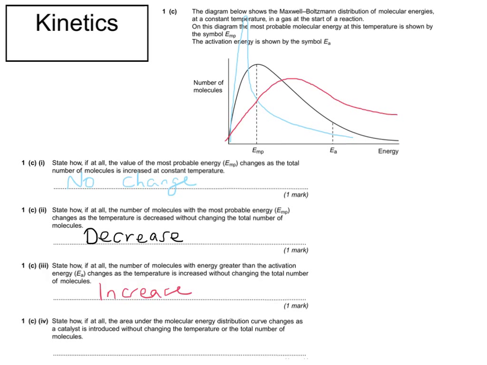And then finally, state how, if at all, the area under the molecular energy distribution curve changes as a catalyst is introduced. Now, all a catalyst does is it moves the activation energy. It does nothing to the distribution. And so again, this will be no change. If this question was state how a catalyst affects the number of molecules with activation energy, or energy higher than the activation energy, that would be increased, because if the activation energy is moved down, that increases the number of molecules on the right of the activation energy.